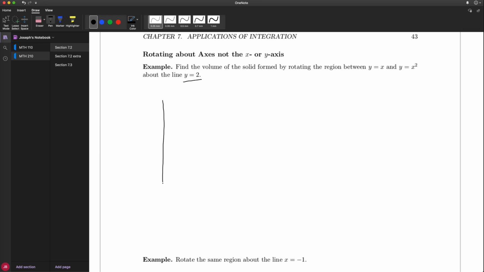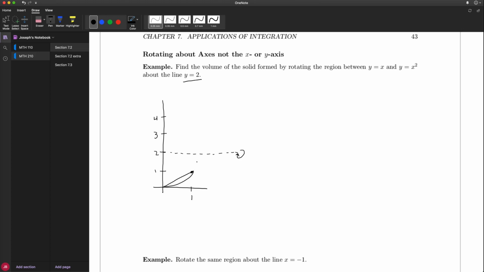So we're going to draw the picture here. Let's say here's 1, and here's 1 here, and here's 2. That'll be our axis. The line y equals x is a straight line from 0 to 1, like this. And then x squared, as we know, starts beneath it, like so. And we're going to rotate about the line y equals 2.